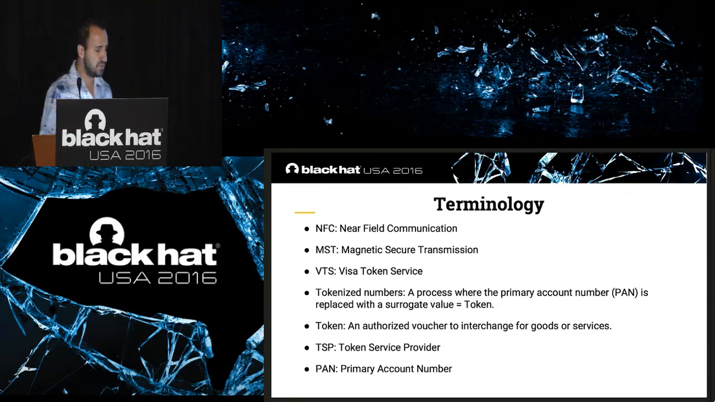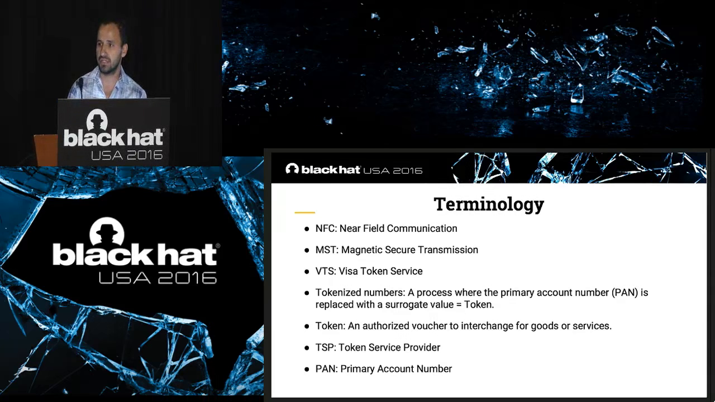So let's start with the terminology. We are going to have NFC for near-field communication, MST for magnetic secure transmission, VTS for Visa Token Service, which are the rules for the tokenization process. Tokenization is a process where the primary account number is replaced with surrogate data, a value, in this case, which equals a token. And a token is a voucher to exchange for goods or services.